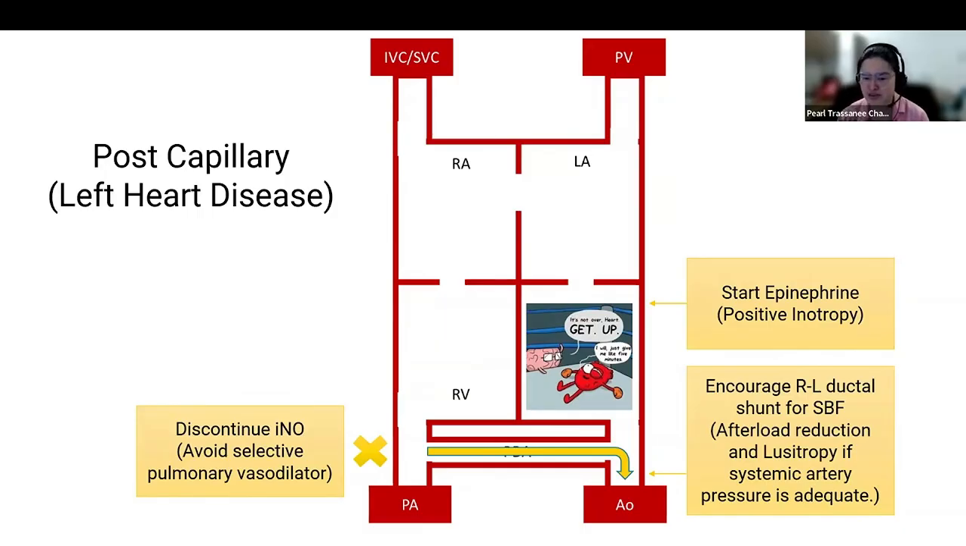Increases in LV afterload through aggressive vasopressor use may also be poorly tolerated in these patients. Therefore, an alternative therapeutic approach is necessary in this phenotype, including positive inotropy, avoidance of pulmonary vasodilators, and consideration of LV afterload reduction and lusitropic medication if systemic arterial pressure is adequate.